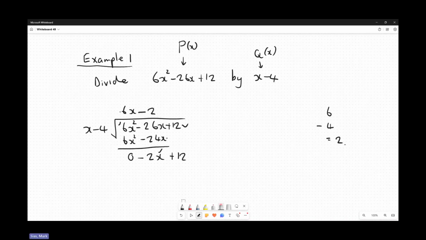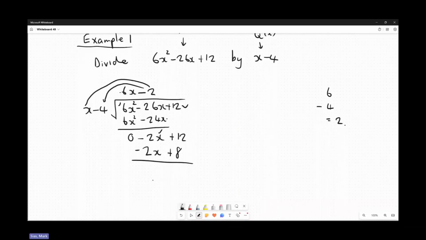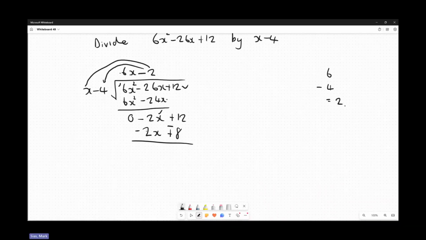Now I say negative 2 times x, negative 2x. Then I say negative 2 times negative 4, it's positive 8. And I do a subtraction again. Again, with the subtraction, the signs are changing. This is 0, and I got 12 minus 8 is 4. There's my remainder, 4. Okay?